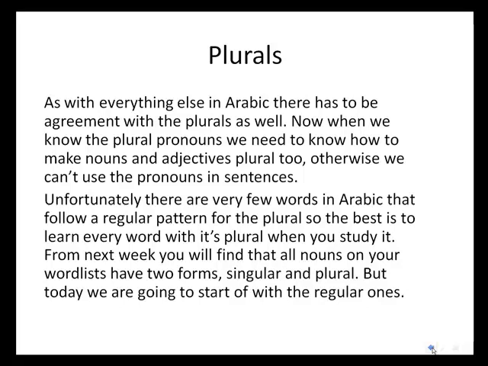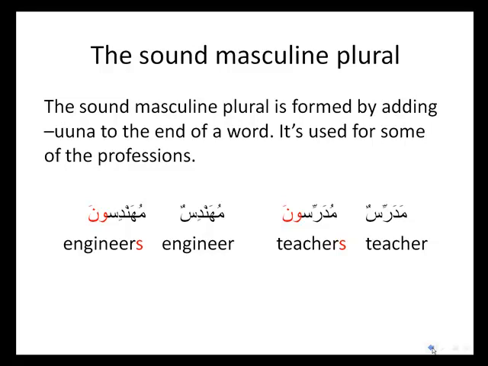Unfortunately, there are not many words in Arabic that have a regular pattern for the plural. Luckily, though, most of the words that we have learned thus far have a regular form. So we're going to look at those first, and then next time we will have a look at what's called the broken plurals. There are two sound plural patterns in Arabic, and they're called sound plural patterns because they always follow the same pattern, always, always, always.